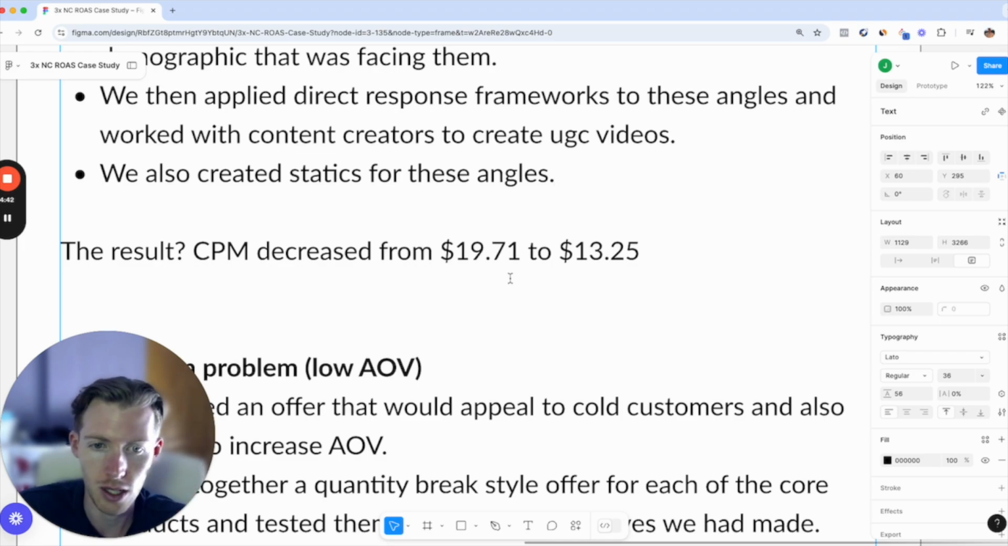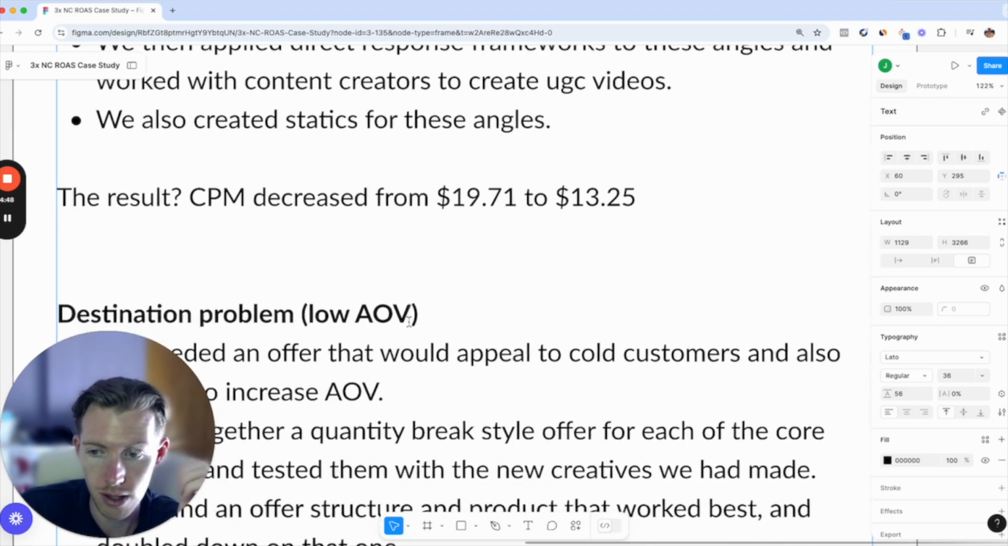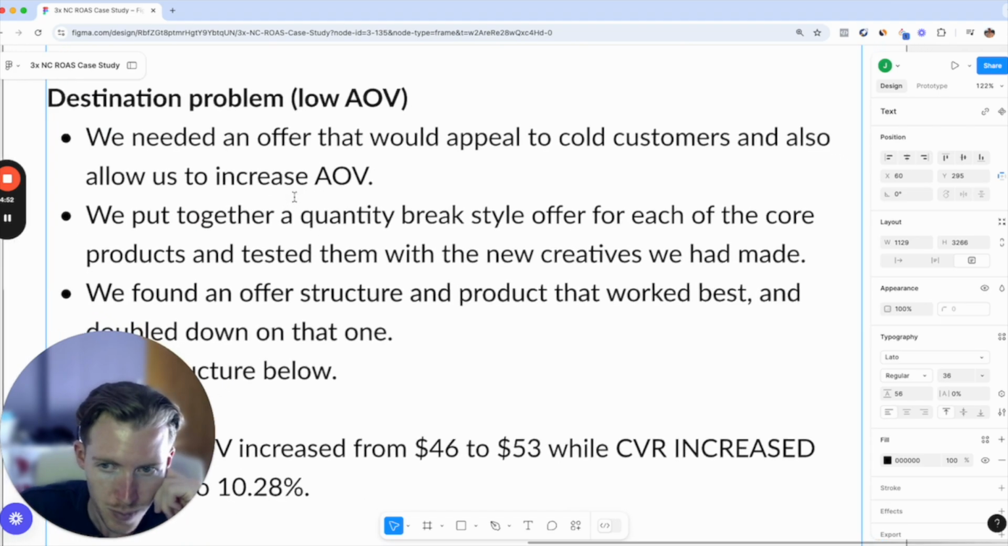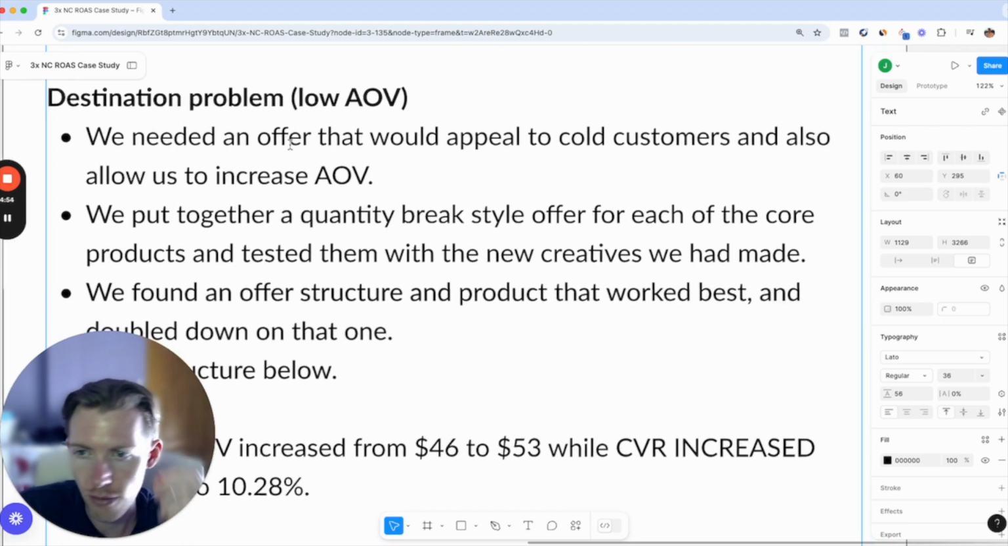May not seem like a huge decrease, right? $6, but when it comes to CPM, that is a crazy decrease, okay? The destination problem. So the low AOV. What we identified was we needed an offer that would appeal to cold customers and also allow us to increase AOV at the same time.